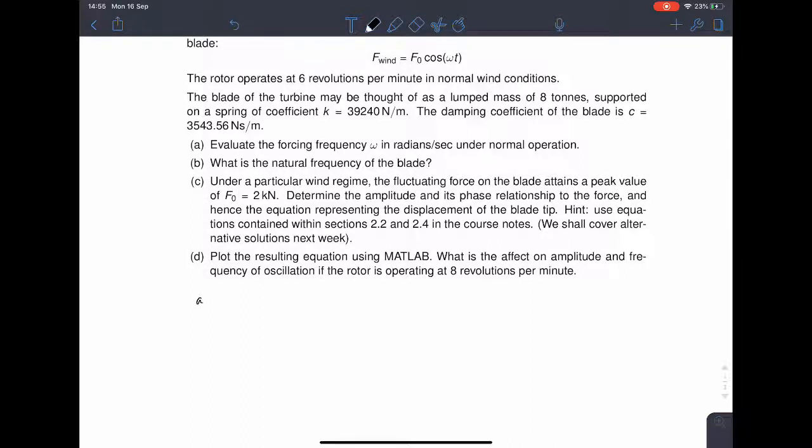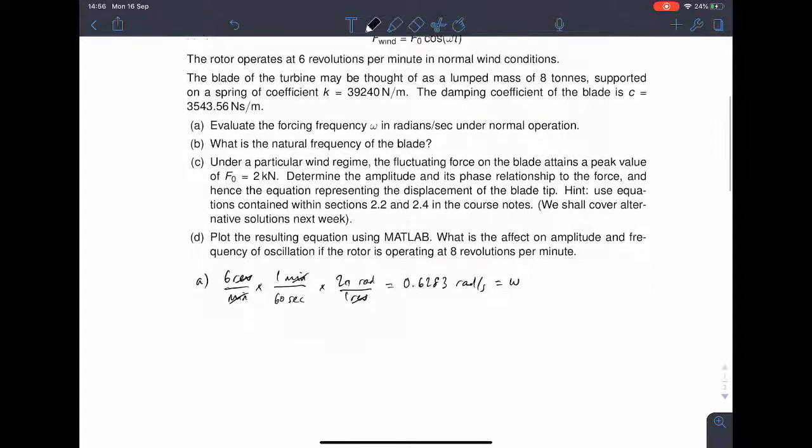So part A is simply to work out what omega is, and we know that this is 6 revolutions per minute, and we apply some conversion factors. So we know that in 1 minute we have 60 seconds, and in 1 revolution we have 2 pi radians. As long as your units cancel, we're going to end up with radians per second, and if you do the sums, this comes out to be 0.6283 radians per second. And so this is our forcing frequency, omega.